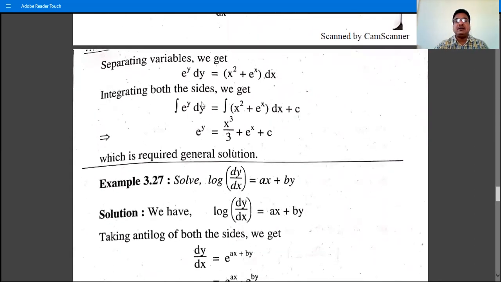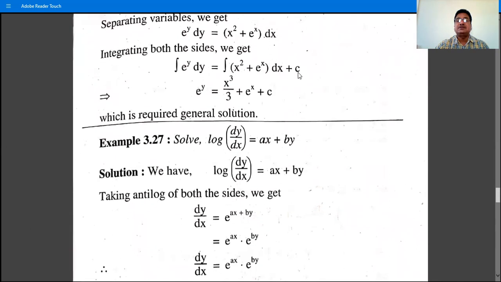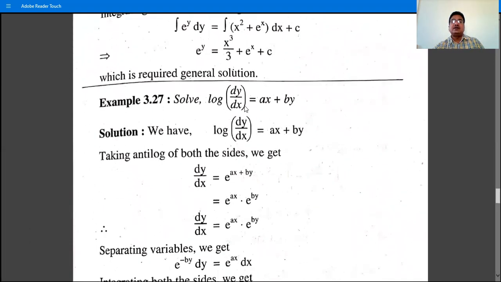Integrating both sides, we get the integration of e raised to y, plus constant of integration, suppose c. Then e raised to y, integration of e raised to y is itself, and then x square integration is x cube by 3, plus e raised to x integration is itself e raised to x, plus constant, and this is the required general solution of the given differential equation.